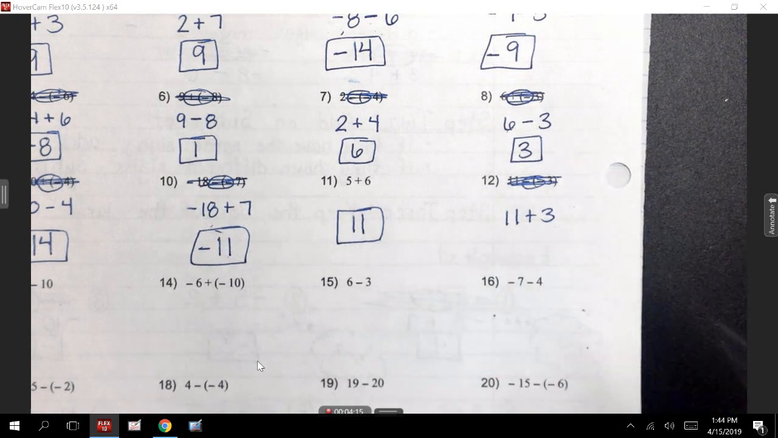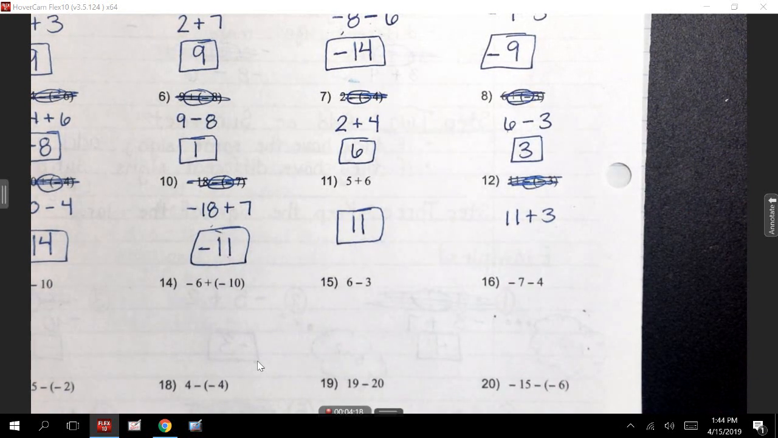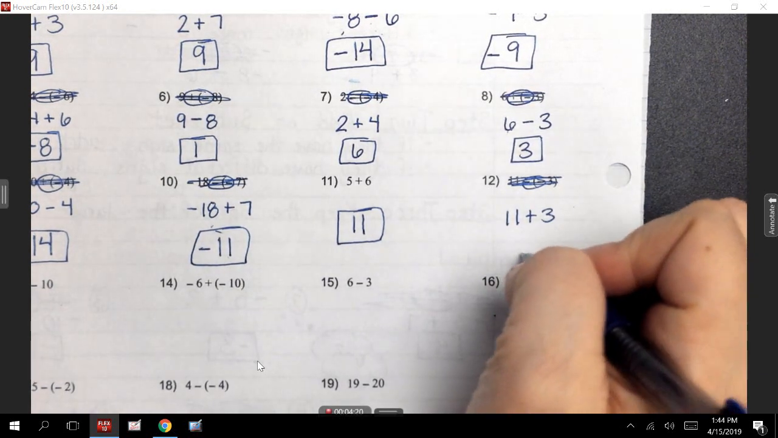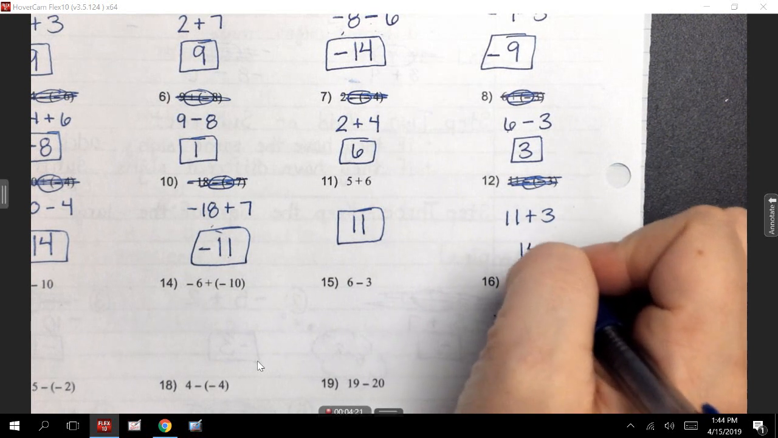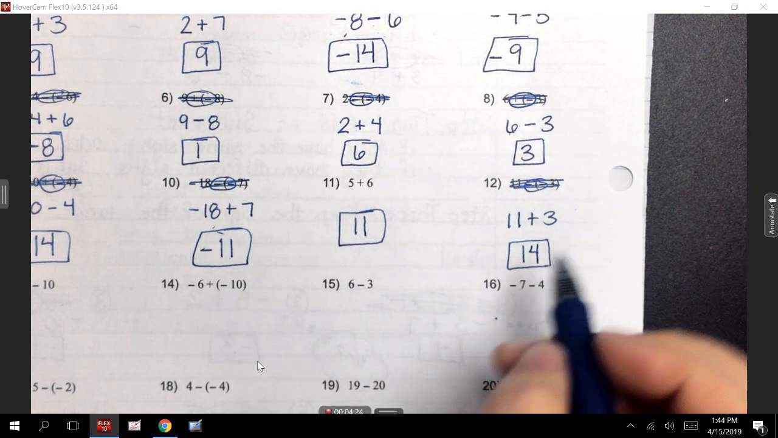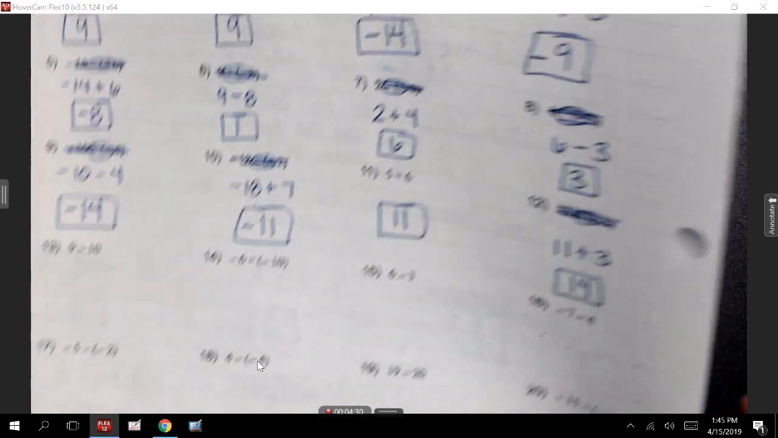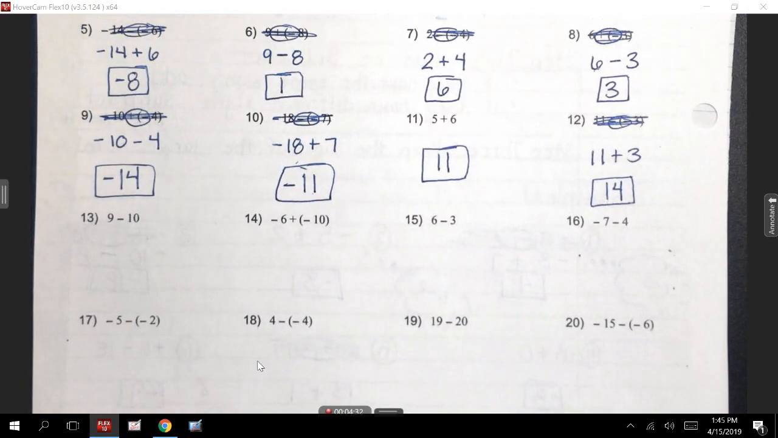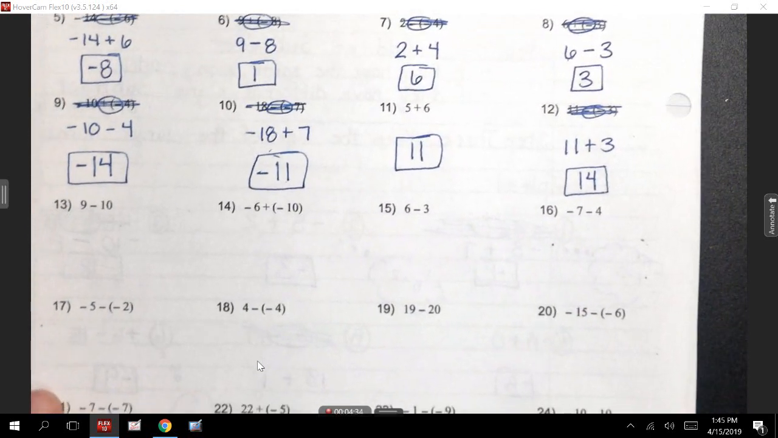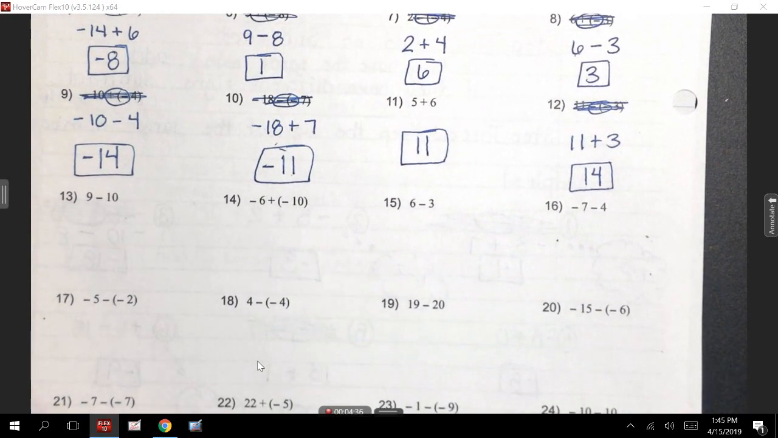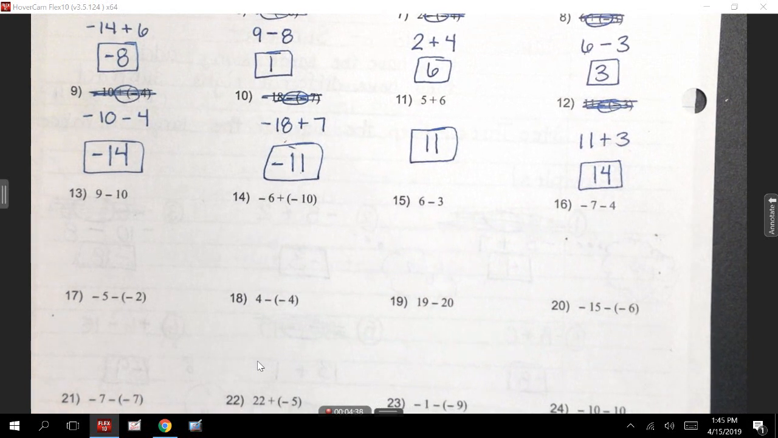What is 11 plus 3 going to give me, Malin? 33. 11 plus 3. You multiplied. 14. And it is a positive because both of those numbers were positive. 11's the bigger one. Okay. All right. What was the answer? 14.